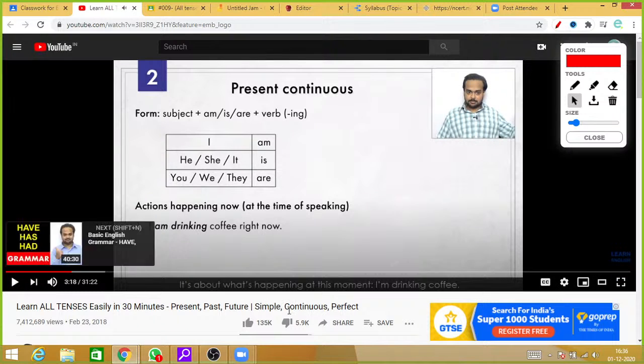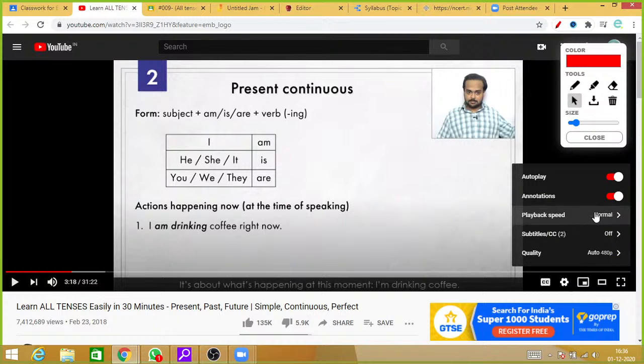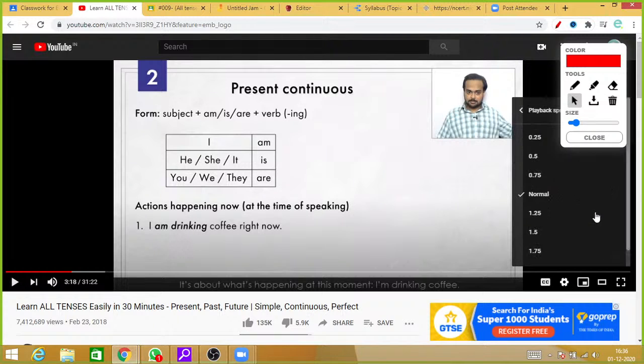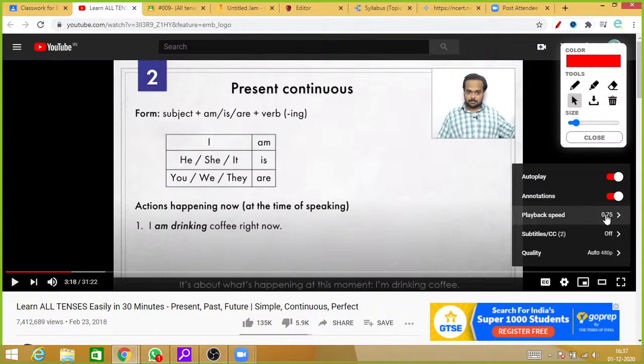Do you want me to lower the speed? Is it too fast? Is it too fast? What about you, Ganesh? Is it okay or should I reduce it a little to 0.75? Okay, fine.